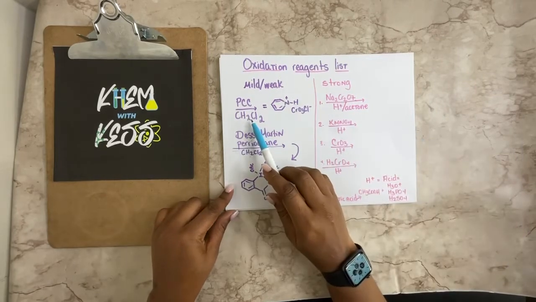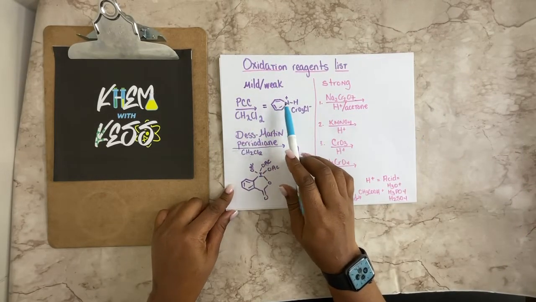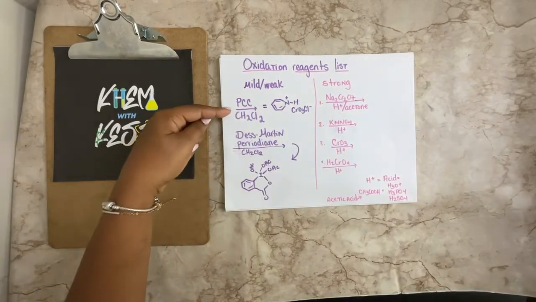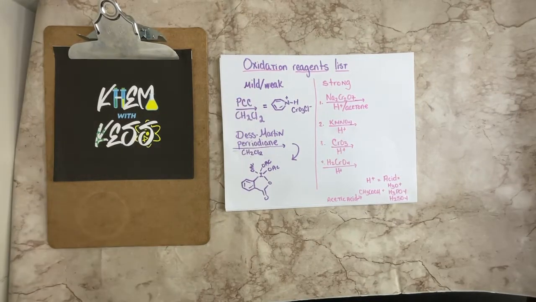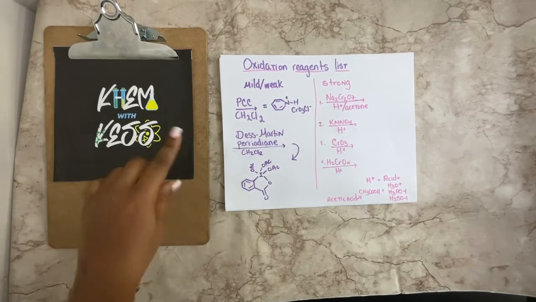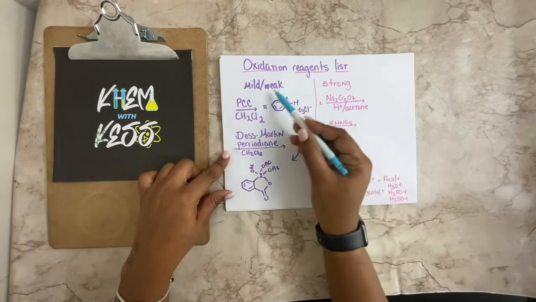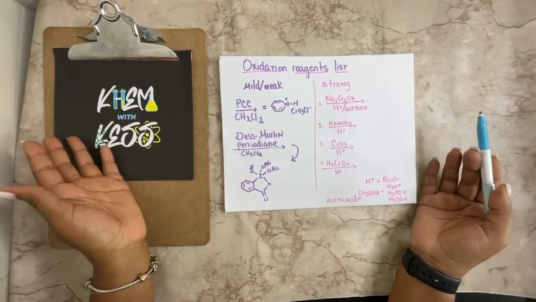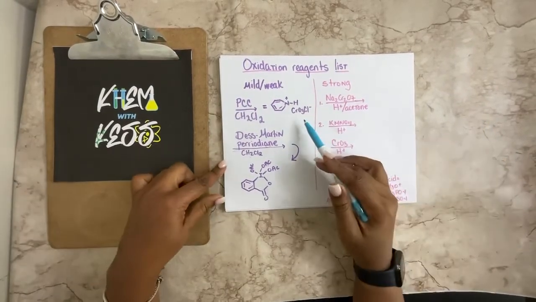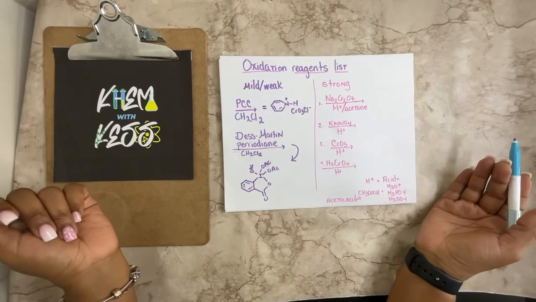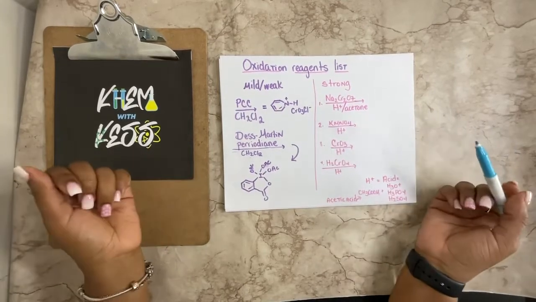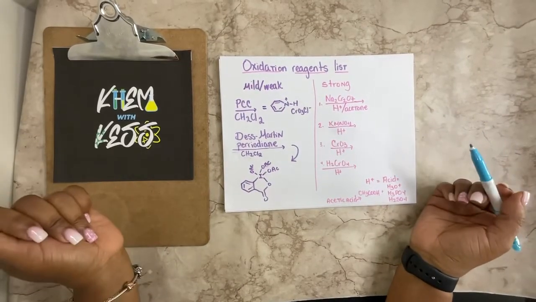So PCC is one of them, which is pyridinium chlorochromate. Don't take my word on it. You probably want to go look it up. And then that's the structure of it. So sometimes instructors get a little sneaky and they actually want you to know what these things are. Like, oh my God, how rude of them. Put it on a note card and memorize it. Get it over with. Okay, great.